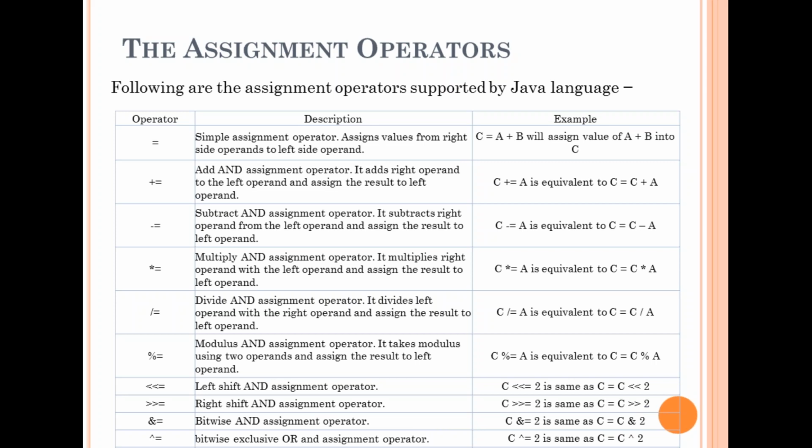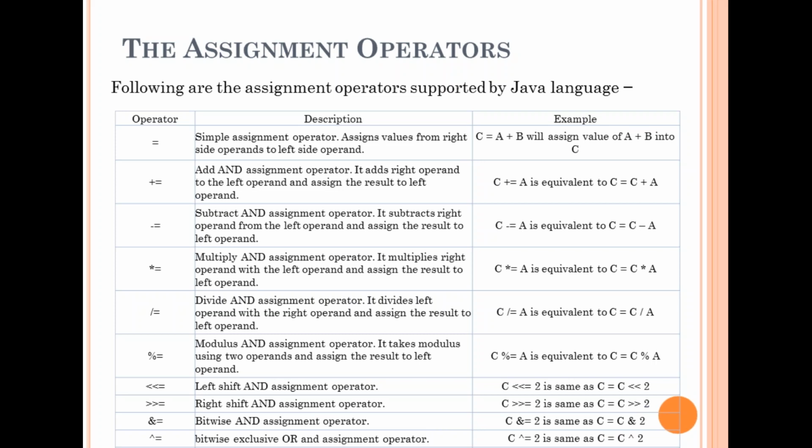Modulus and assignment operator. It takes modulus using two operands and assigns the result to the left operand. C modulus equals A is equivalent to C equals C percent A. Left shift and assignment operator. C left shift equal to 2 is the same as C equals C left shift 2. Right shift and assignment operator. C right shift equal to 2 is the same as C equals C right shift 2.